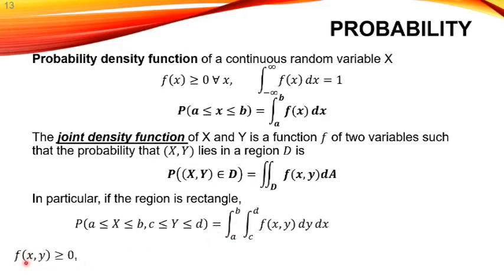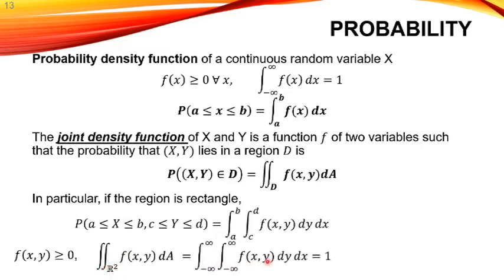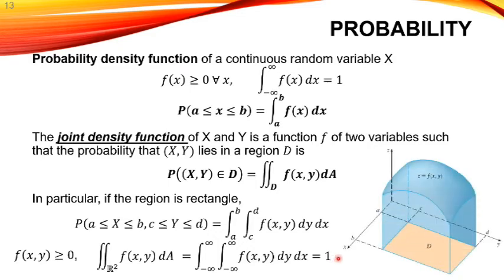So the density function is greater than or equal to 0, and the double integral of the density function evaluated in R2, which is the total probability, is always equal to 1. So in geometrical illustration, this is how it looks. If the region is a rectangle, we have A to B in variable x, C to D in y, and the function is the z coordinate.